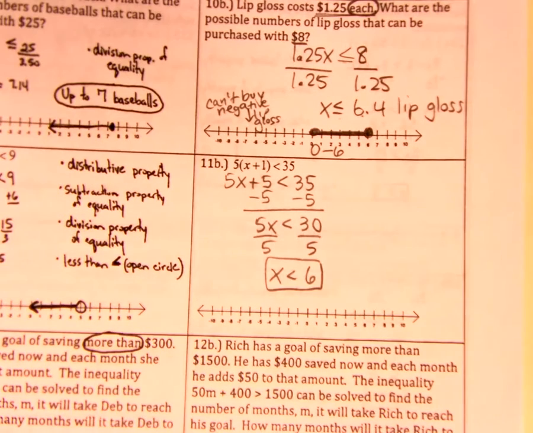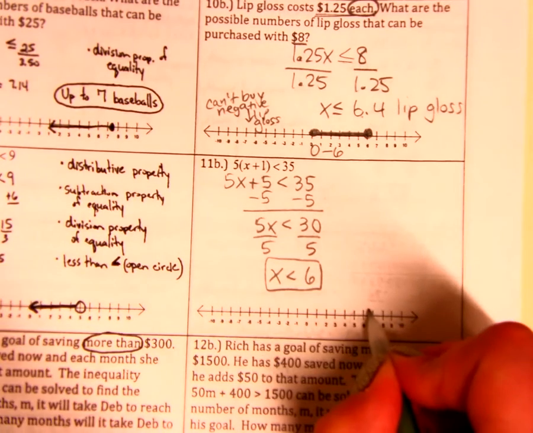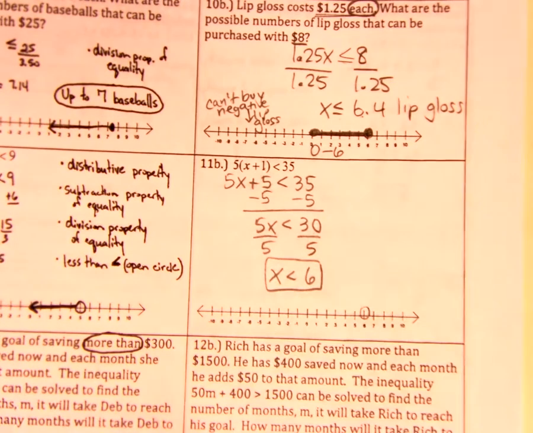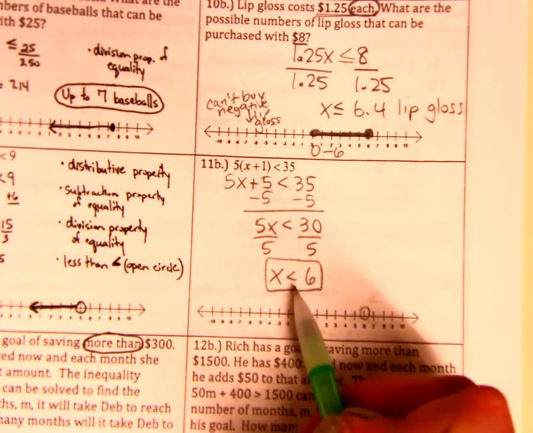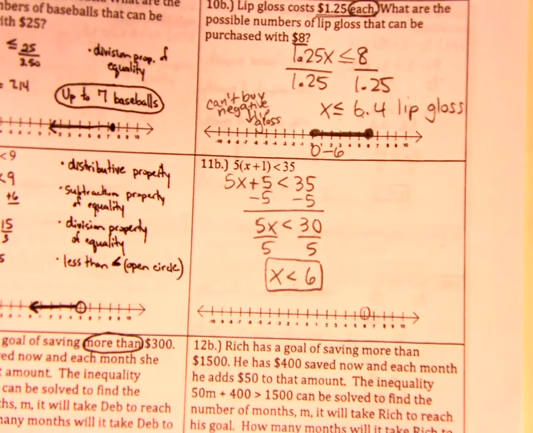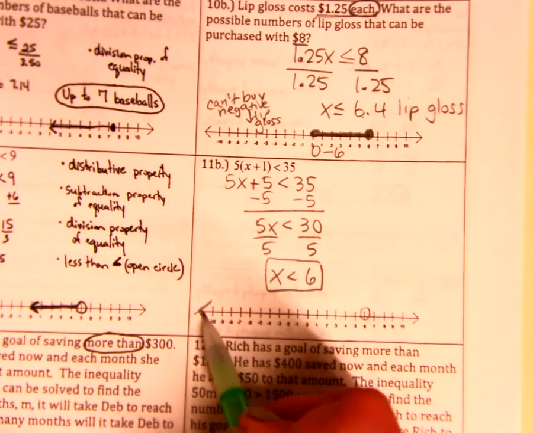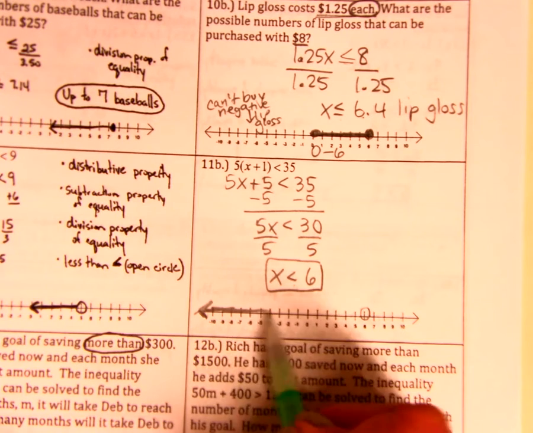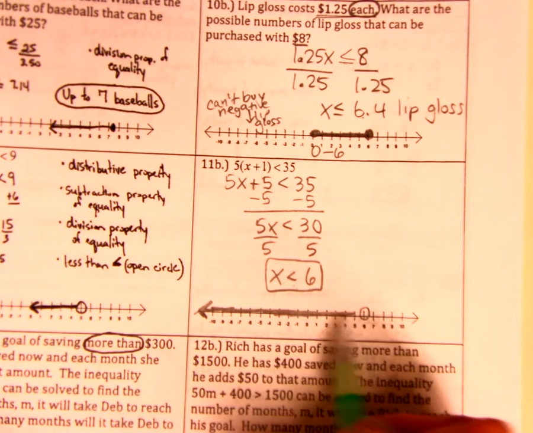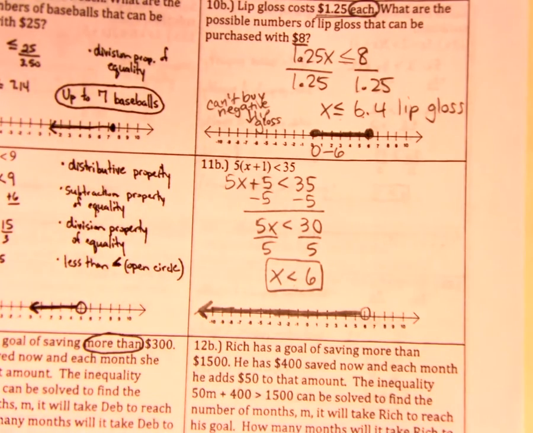Okay, my variable's already on the left side, so that's great. I'm going to put a circle at 6. Question is, do we include the 6? And my answer is going to be no, because there is no line underneath here to show that it could be equal to. Shading less than means we're going to shade to the left. And there you go. All right, great.